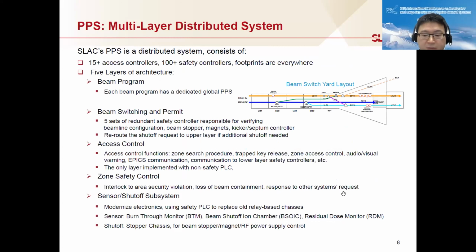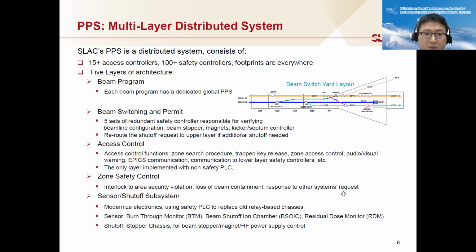PPS is a large system because we have a 4 kilometer accelerator infrastructure. So it's a global system. Also it's distributed because of the large footprint. We have over 15 access controllers and over 100 safety controllers joined together to complete the personnel protection for SLAC. The overall system can be divided into 5 layers. The top layer is the beam program. We have 3 beam programs, LCLS-I, LCLS-II, and FACET-II. Each beam program has its own global system. We call it the global.